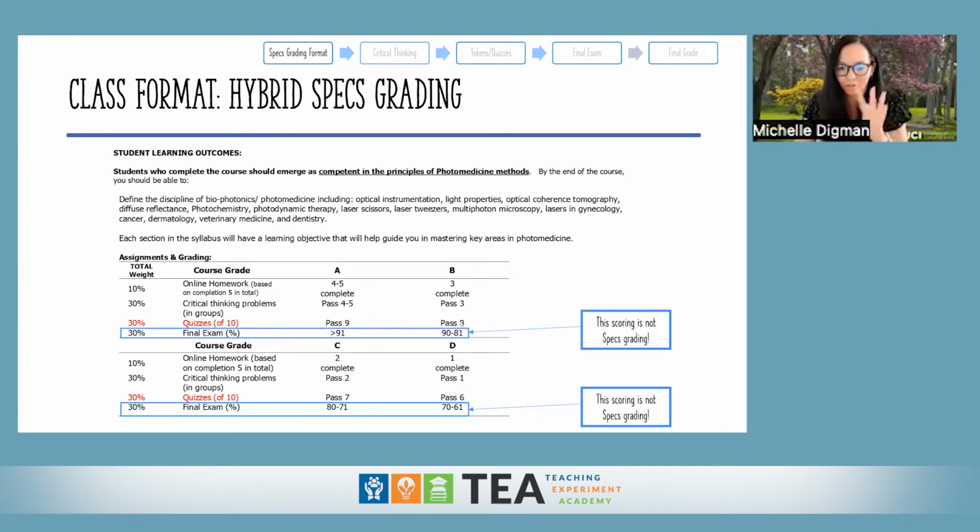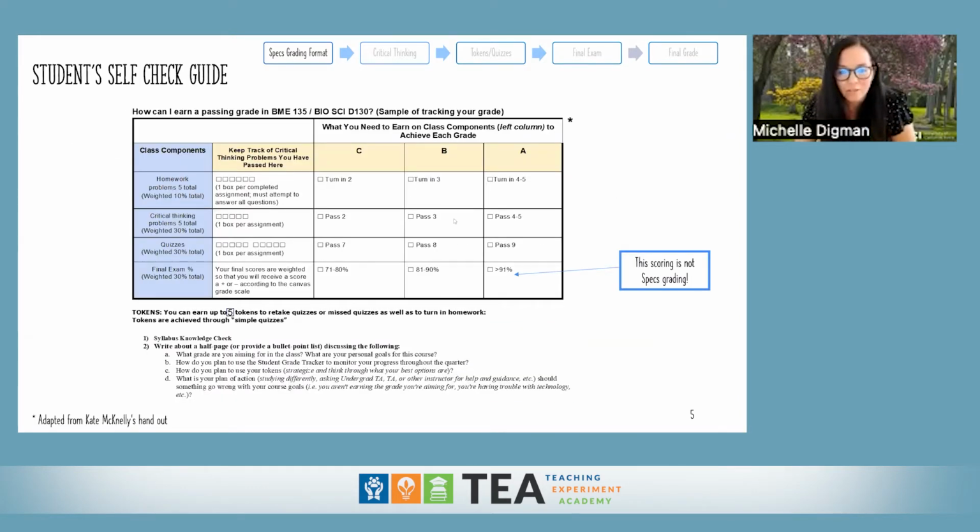But just to show you the overall grading scale of what I converted from my previous class. The students were given a self-check guide. Again, this was adapted from Kate McNally's handouts, where they could track for themselves the number of homework assignments they had completed, and the number of critical thinking assignments they passed or not passed. And this was done during class. This was all virtual, I have to say. None of this was in person.